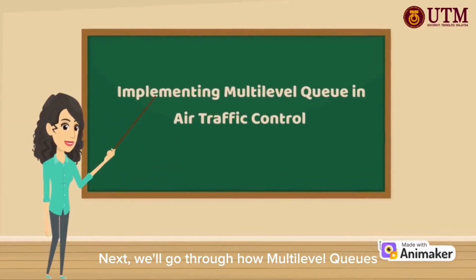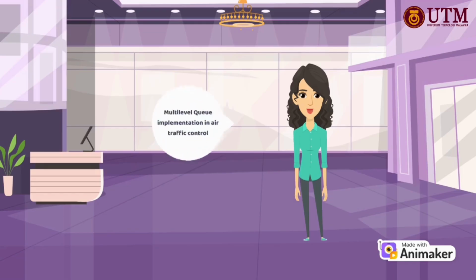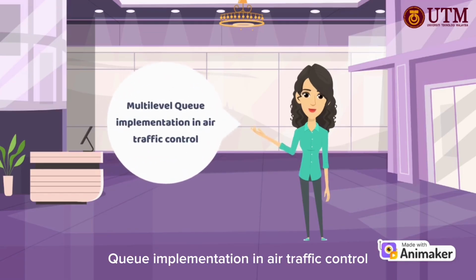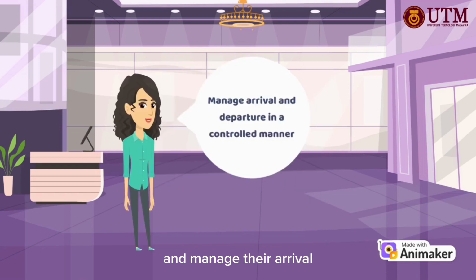Next, we'll go through how multilevel queues are implemented in air traffic control situations. For the multilevel queue implementation in air traffic control, it will be applied to efficiently handle the scheduling of aircraft and manage their arrival and departure in a controlled manner.